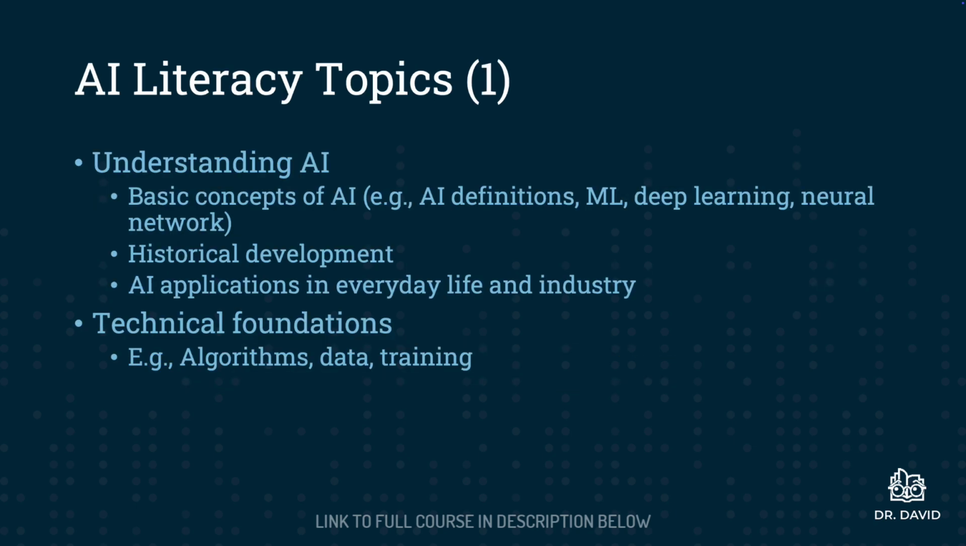There are 5 broad topics for AI literacy. We have 2 on this slide, 2 on the following slide, and 1 on the third. The first broad topic includes understanding AI. This would involve basic concepts of AI, such as definitions like machine learning, deep learning, neural networks, etc., AI's historical development, and applications in everyday life and industry. The second topic is technical foundations, which would include algorithms, data, and training.